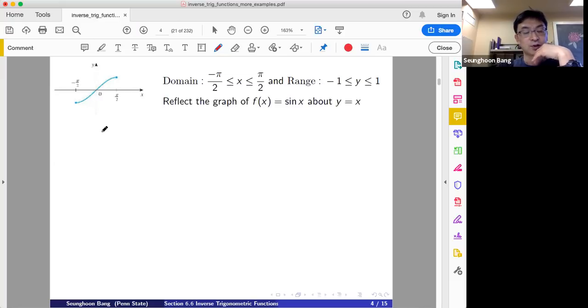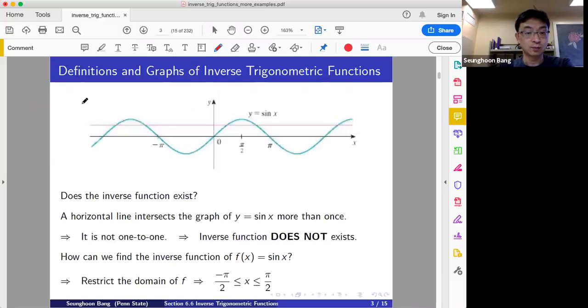How can you find the inverse function? I want to use a geometric method: reflect the graph of f of x equals sine x about y equals x. Why do you choose this domain? We have infinitely many possibilities. X is between negative pi over 2 and pi over 2 because you can make a one-to-one function. Going back to the previous example, you can only restrict the domain from here to here. This one is one-to-one, but if you connect more, it is not one-to-one. This is the reason.